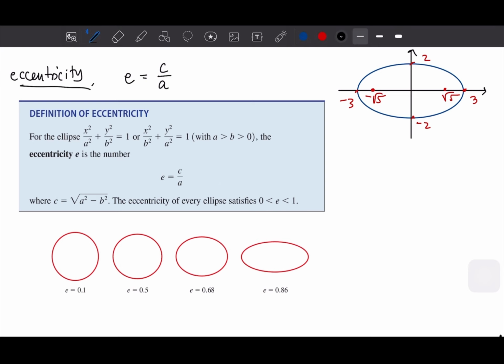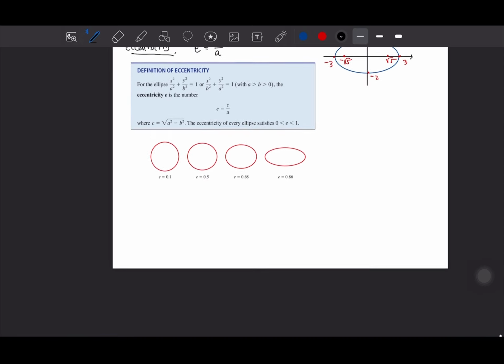Okay, so parabola, ellipse, the last one is the hyperbola.